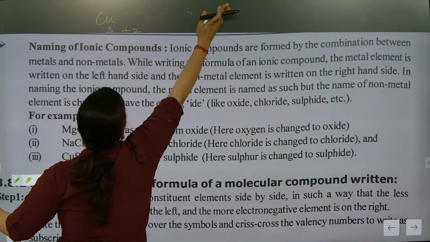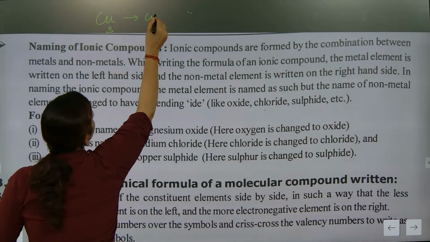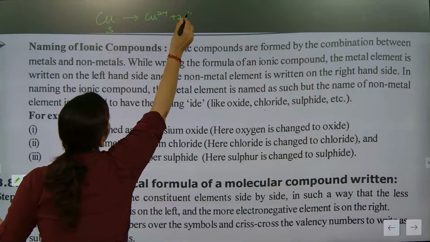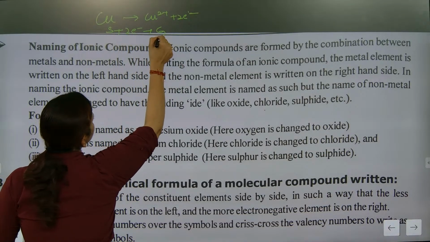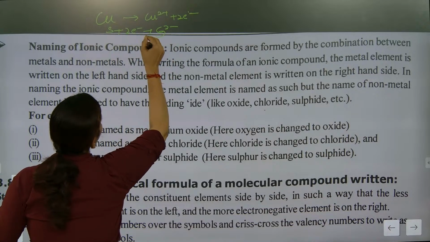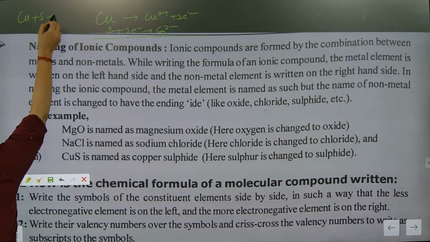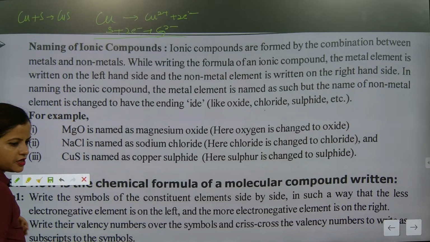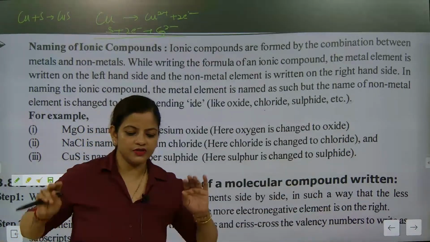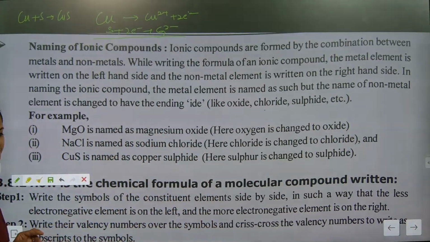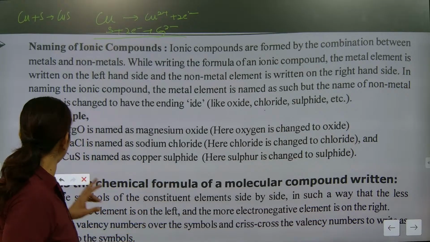Sorry. Copper will release 2 electrons. It will become Cu2+, with 2 electrons released. Sulfur is needing 2 electrons, so it will become S2-. So definitely Cu plus S will become CuS. Understood? Cu plus S becomes CuS, and you will be able to solve this one. I hope this is clear. And it is not at all clear, meaning the writing part. Okay, I'll write it there.